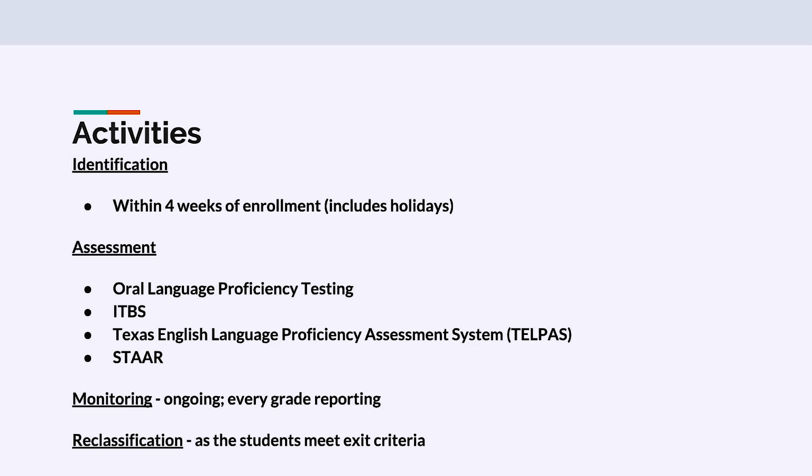So the activities that we're required to do, this is a big change, this first one, in our identification. The new state ruling was that we have 4 weeks to identify students. And a lot of people say, well, that's more than what you used to have, because we used to have 20 school calendar days. But now we have 4 weeks.